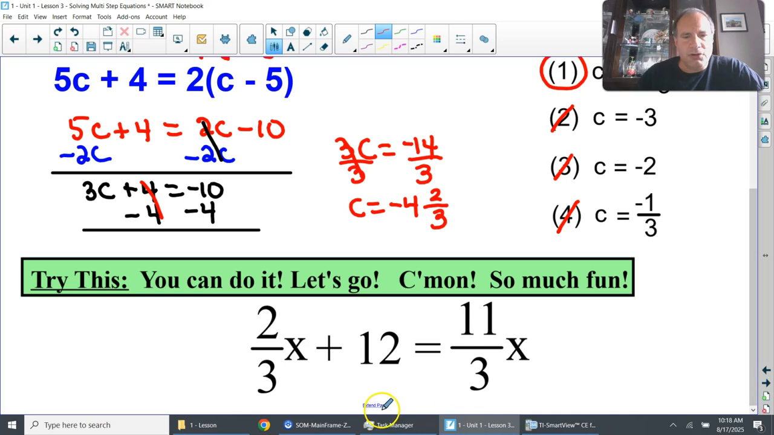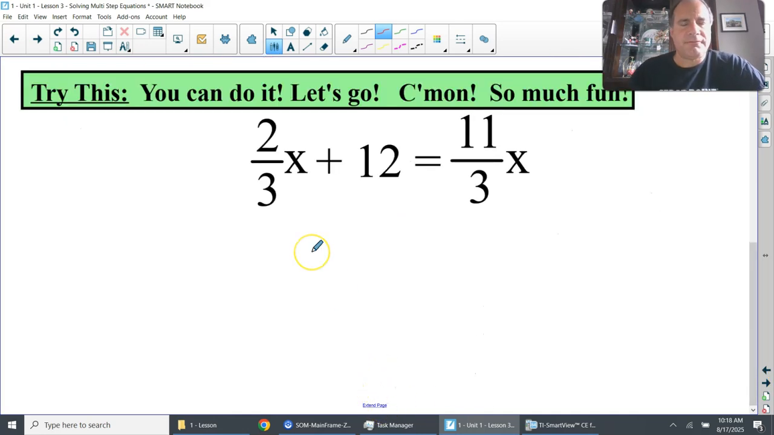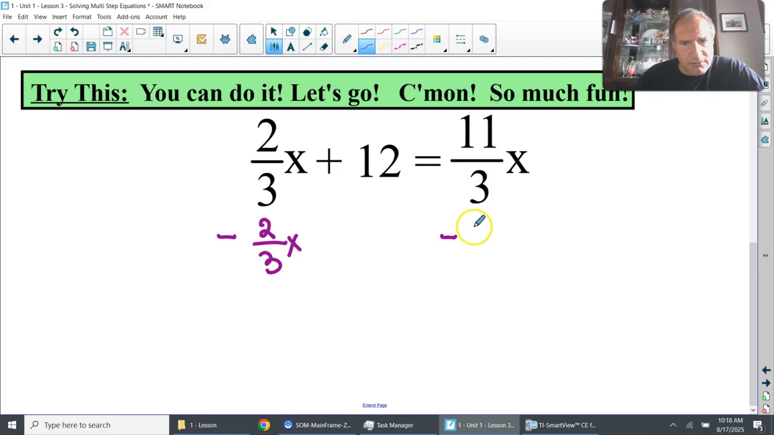All right. So don't be afraid of this question. Get the x's together. That's what you do. Bring the smaller over to the larger. So 11 divided by 3 is definitely larger than 2 over 3. Right? And if you don't know that, then just go ahead and put it in the calculator. It's larger. But again, you just want to get the x's together.